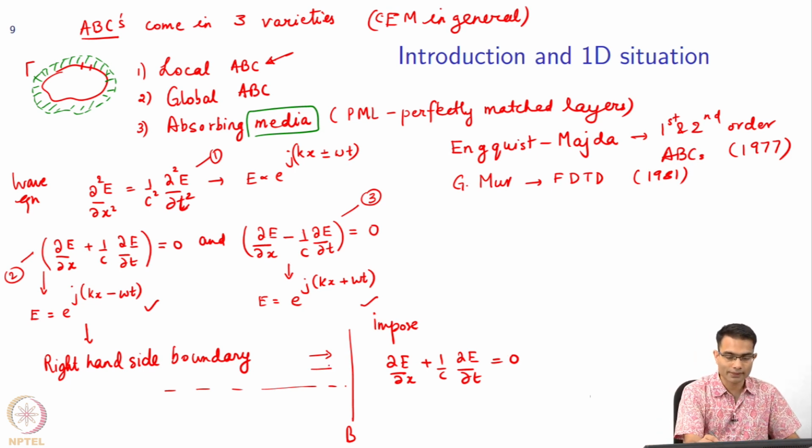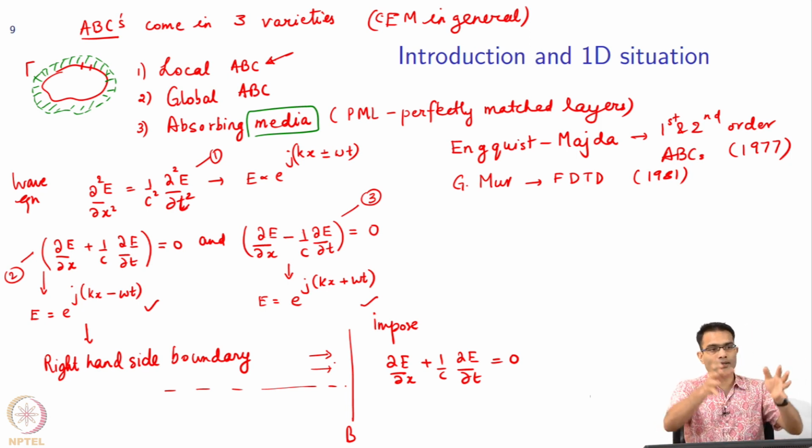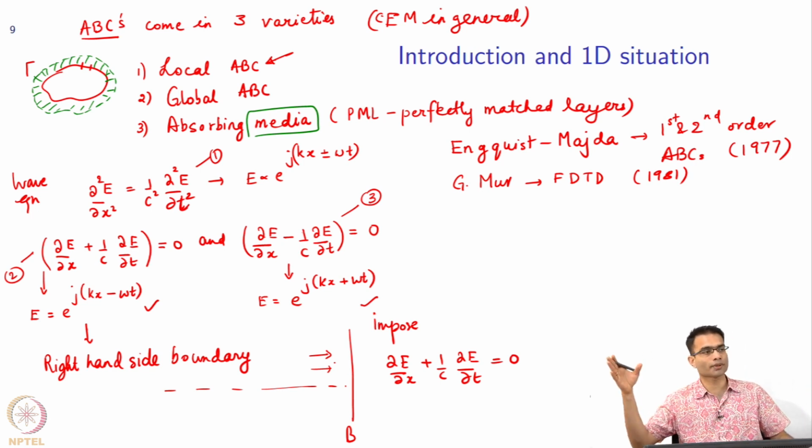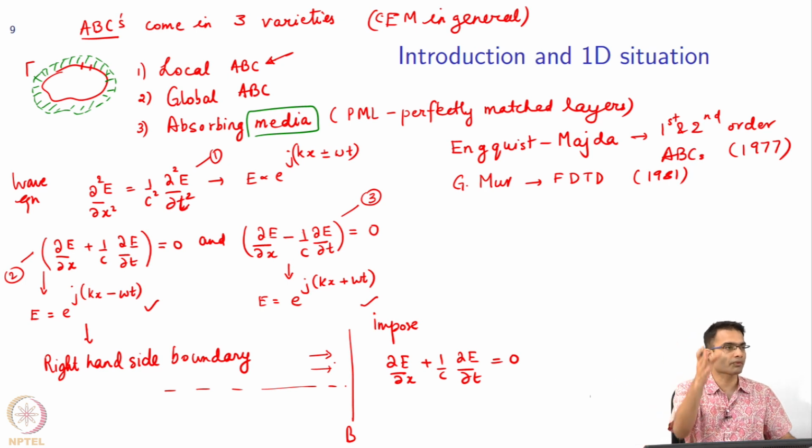Here is a wave traveling like this. So, how is it traveling? It is traveling on the FDTD grid, updating, moving the fields, let us say in space and time. Now, it hits this boundary and there is no computational domain to the right. So, I need to impose some boundary condition, and I impose this boundary condition. Is that a good thing?